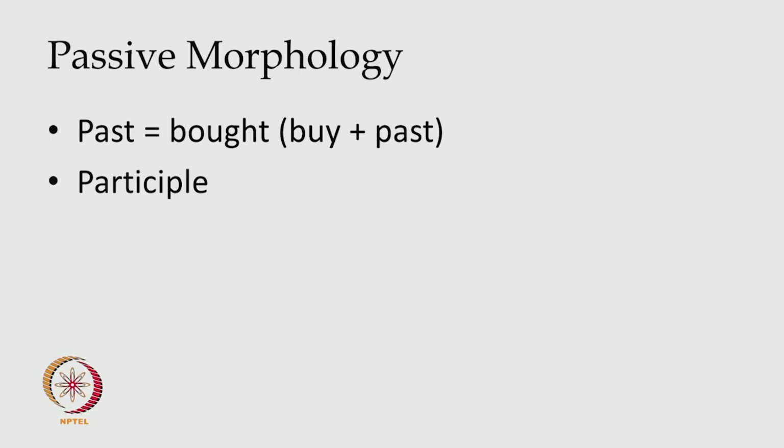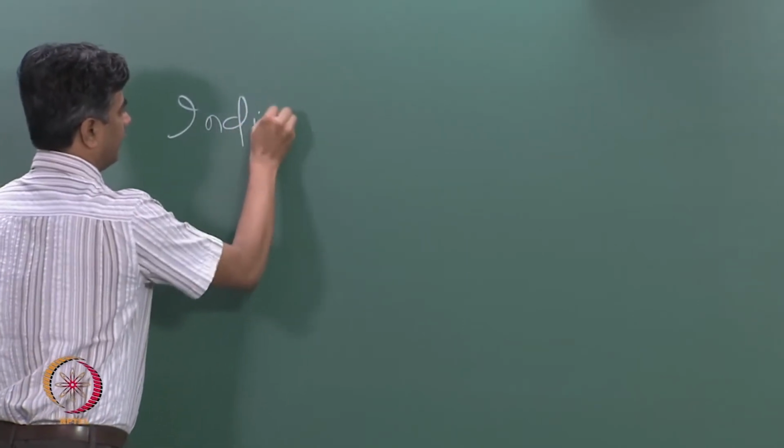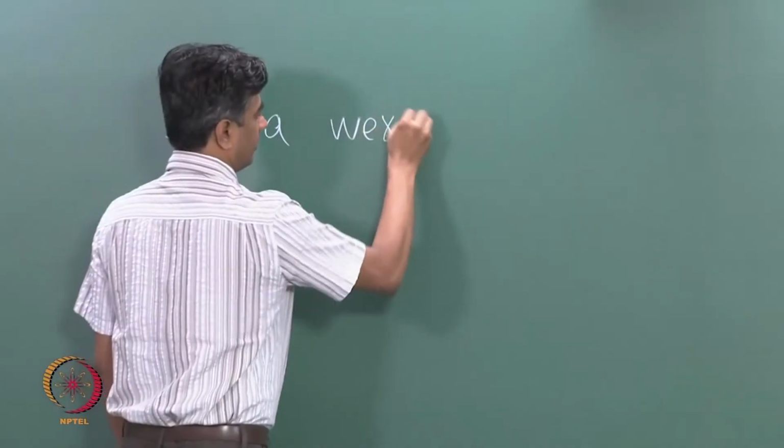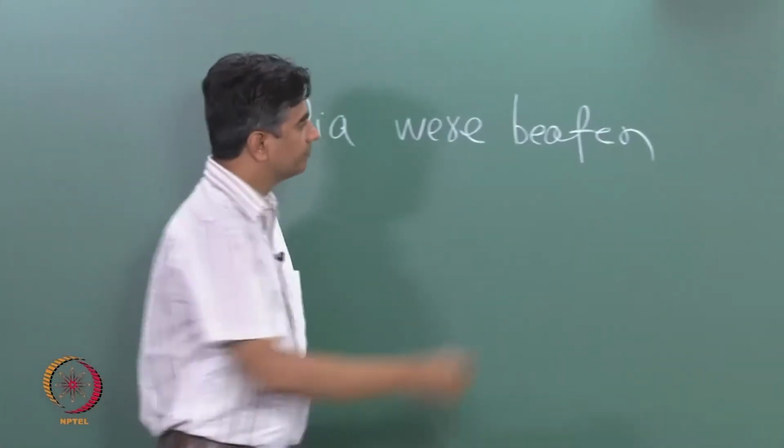What happens to the English passive verb is this. See, when we talk about past tense, we have just discussed that last week. In a verb like bought, what do we have? We have buy and past tense, right? What do we have when we have a sentence like India were beaten? What do we have here?